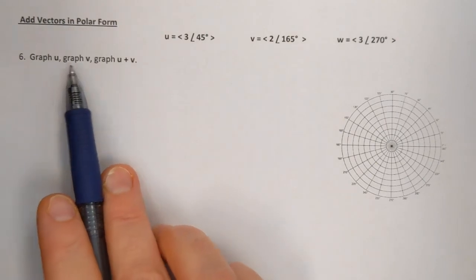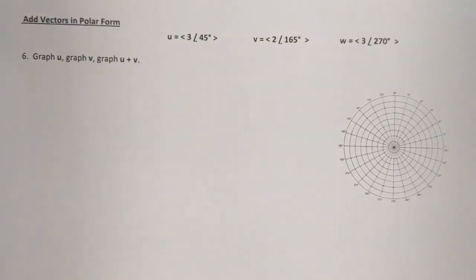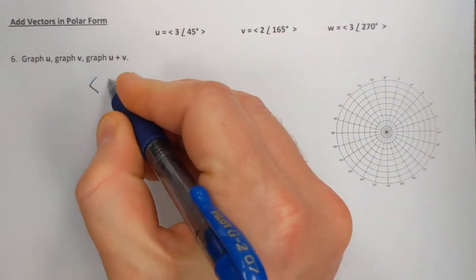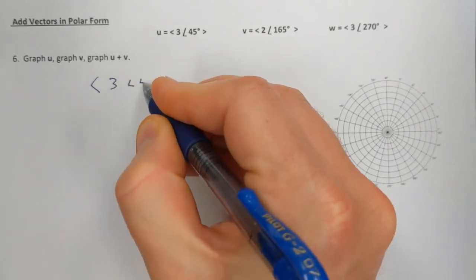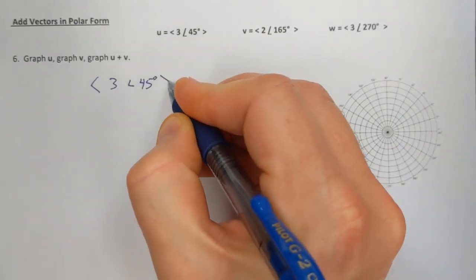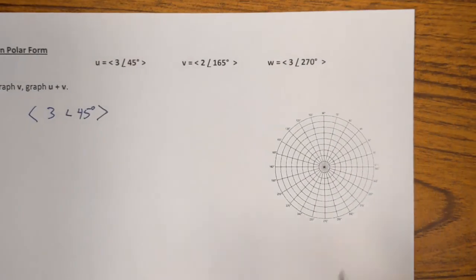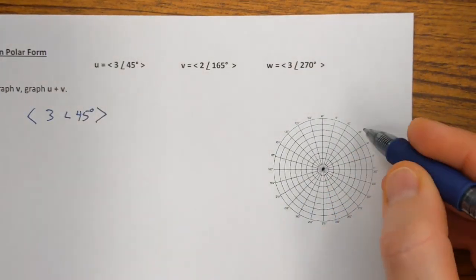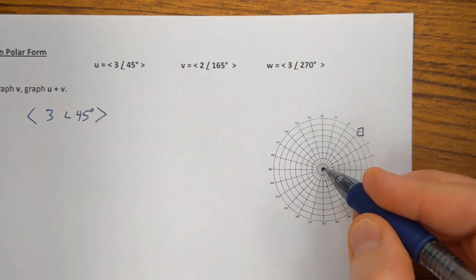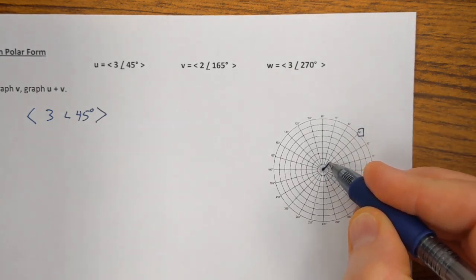So here it says graph u, graph v, then graph u plus v. Well, u is 3 and 45 degrees. A magnitude of 3 at an angle of 45 degrees. We can graph that real quick. Starting at the origin, if I head towards 45 degrees and I count out 3 circles, 1, 2, 3.